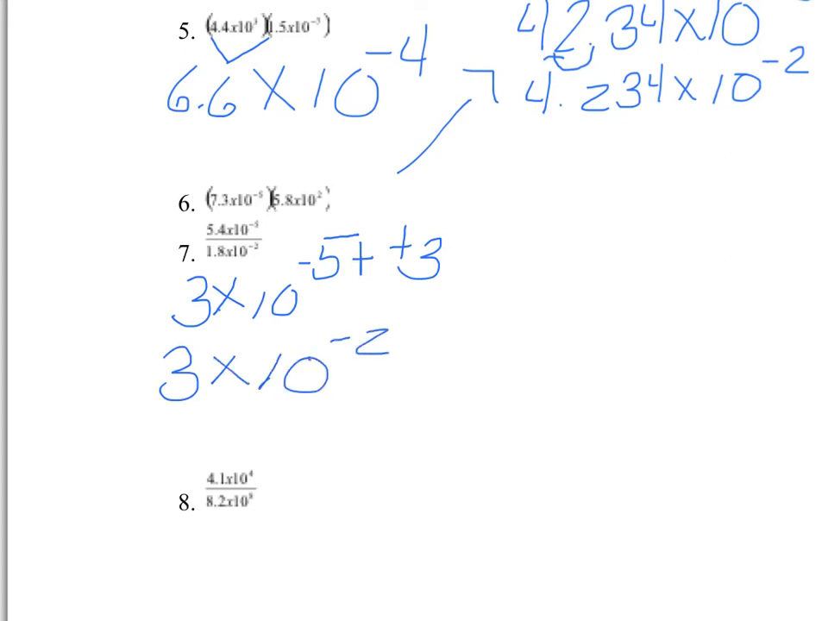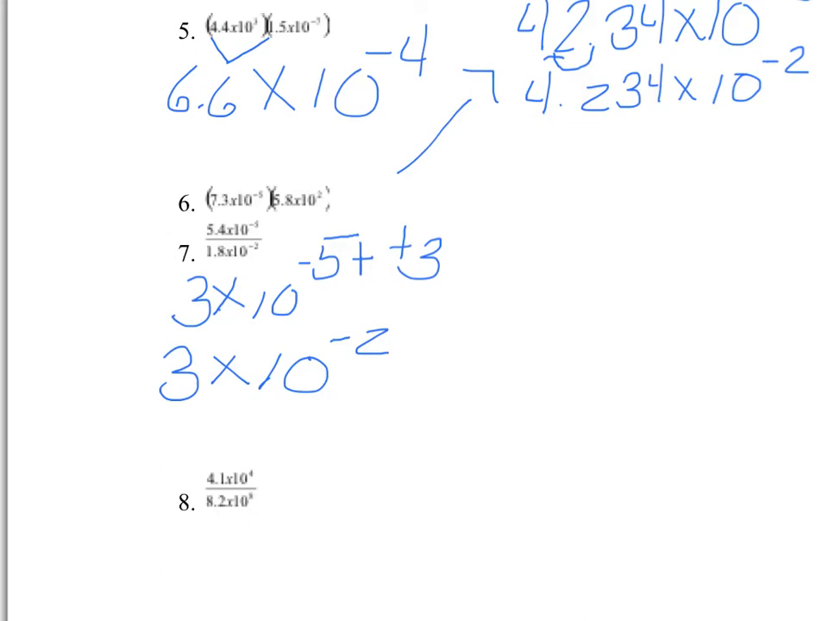Most commonplace people make mistakes is with subtracting a negative. And if you're still having difficulty subtracting a negative, I highly recommend you use a calculator. We're looking at scientific notation. We're not looking at can you subtract with a negative. So use the calculator if you need to at that point.